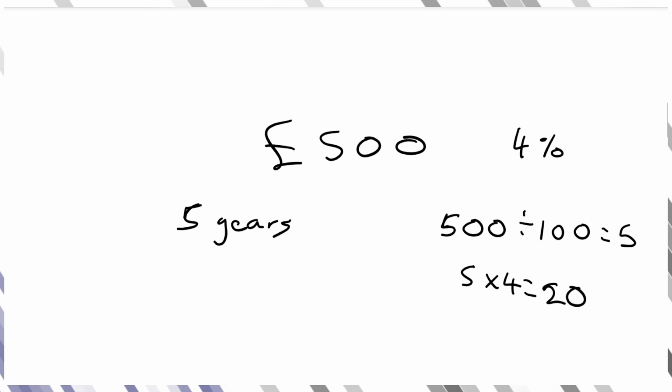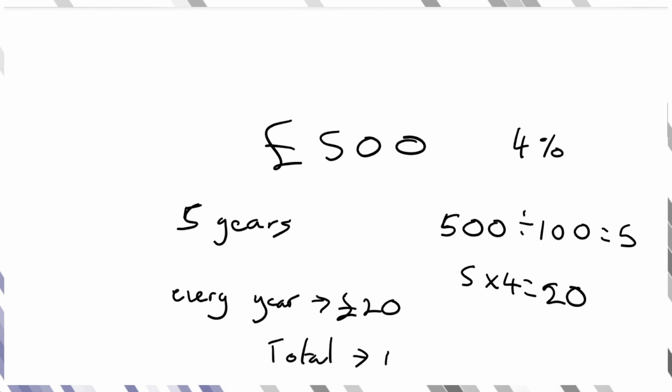So every year we get £20 in interest. So after 5 years, if we times that by 5, that will give us the total amount that we'll get on top of this £500. So after 5 lots of £20, the total amount of interest is going to be £100. So that's how much is going to get put into the bank on top of this £500.